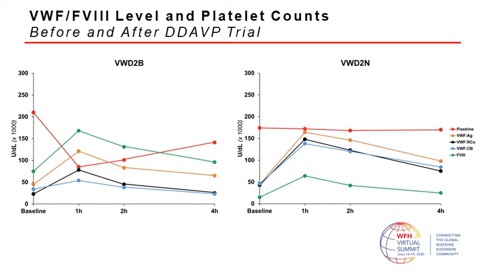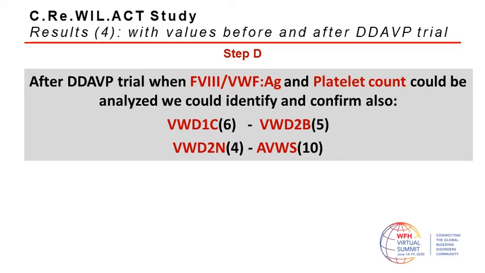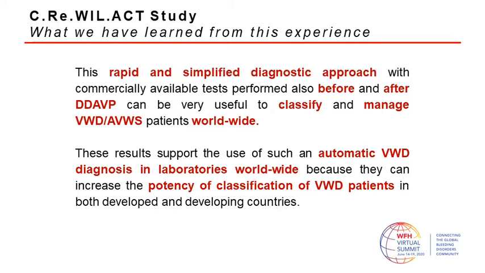In type 2B, the peculiar abnormality was the reduction of the platelet count after 1 hour, because we know that there is an interaction, and there was a correction of the factor VIII, while the ristocetin cofactor and collagen binding were not satisfactory. On the other hand, in von Willebrand disease type 2N, you see there was correction of the von Willebrand factor, no platelet changes, and no sufficient correction of the factor VIII, because of the abnormality of the von Willebrand factor VIII binding.